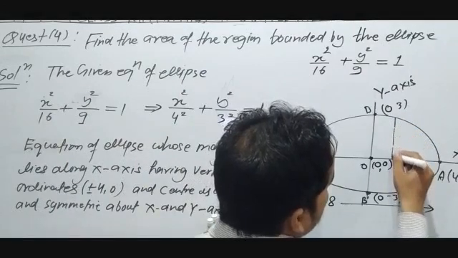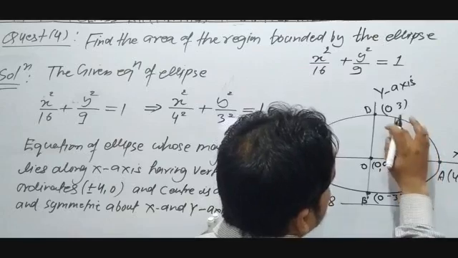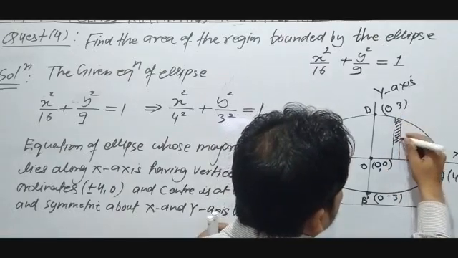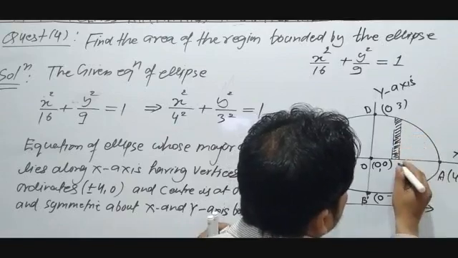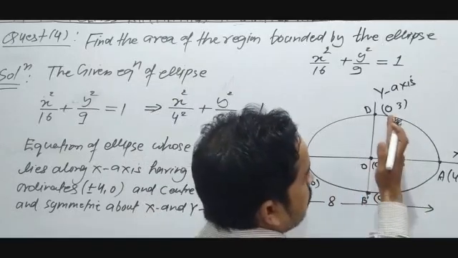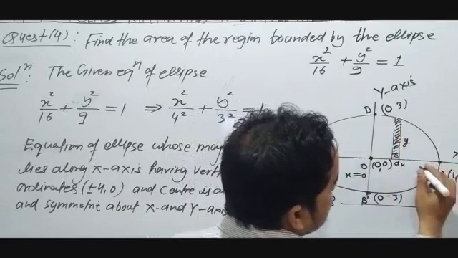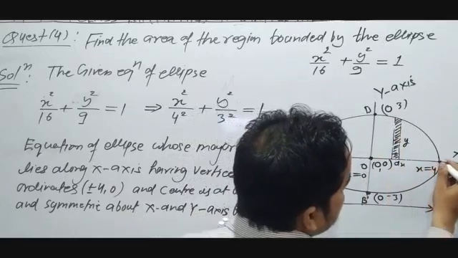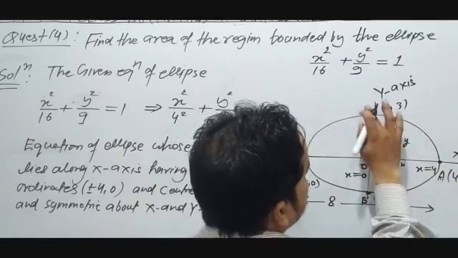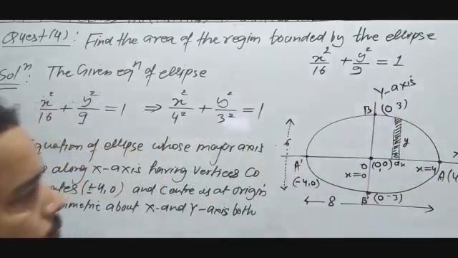Suppose I am going to draw elementary strips in first quadrant of thickness dx and length y, and these strips can vary from x is equal to 0 to x is equal to 4. Now this area we can calculate. This is B, so BOAB, we can calculate its area.